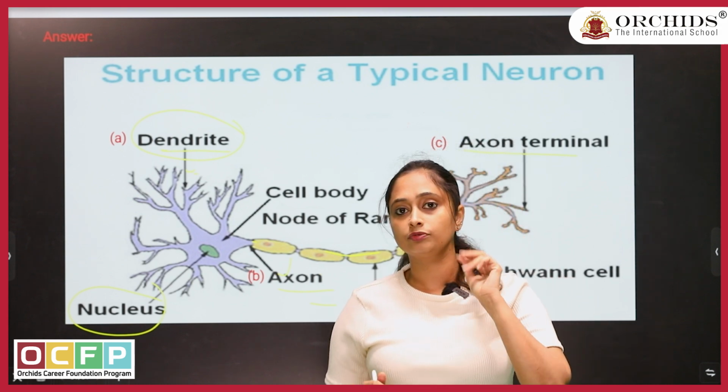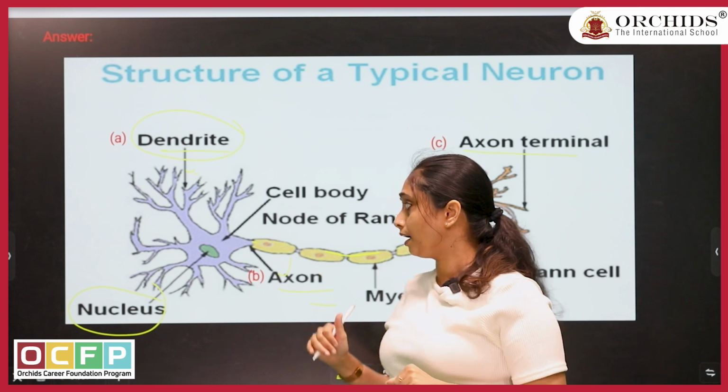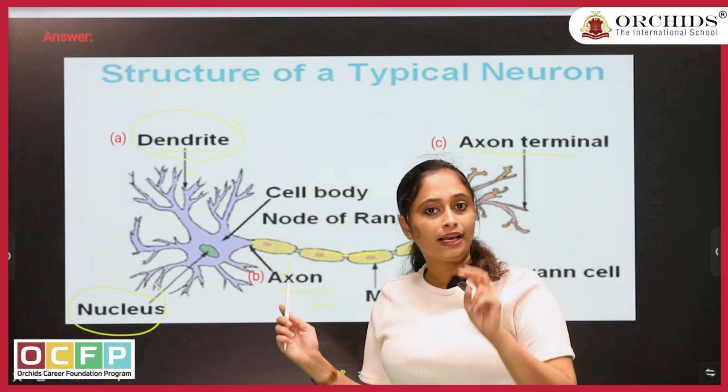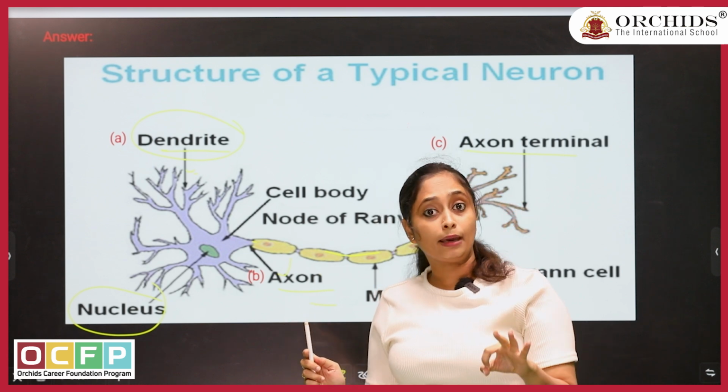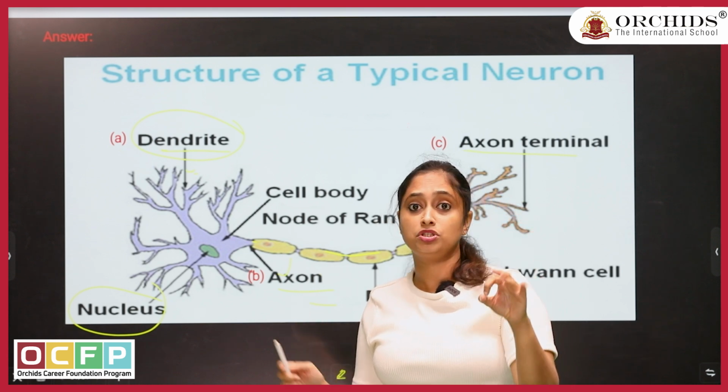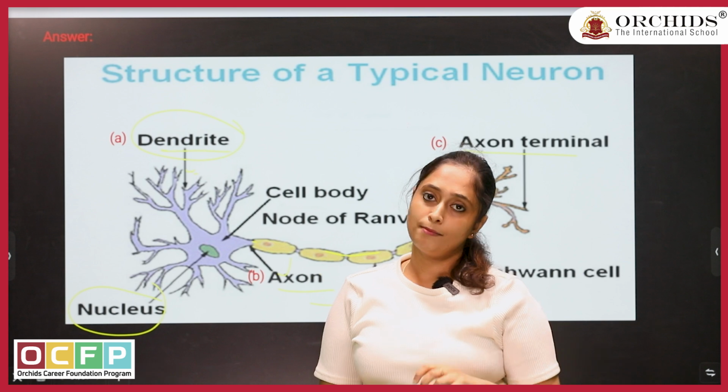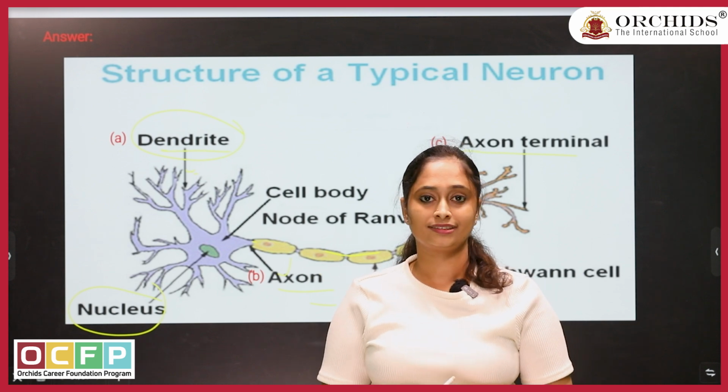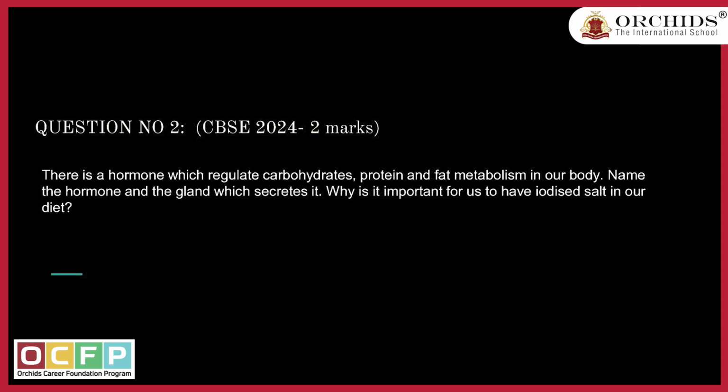This question carries 5 marks. How does it carry 5 marks? For the diagram you will get 2 marks, and for labeling and answering the questions in the diagram you will get 3 marks. So a total of 5 marks. So moving to the second question.